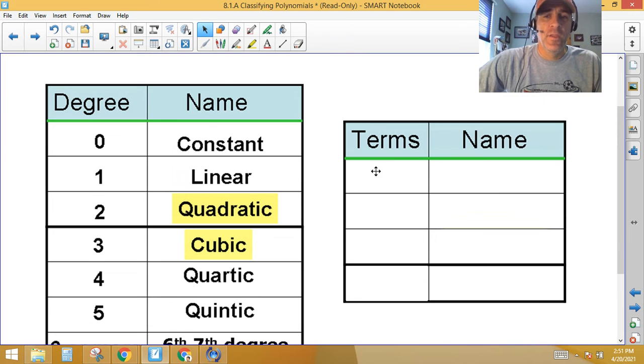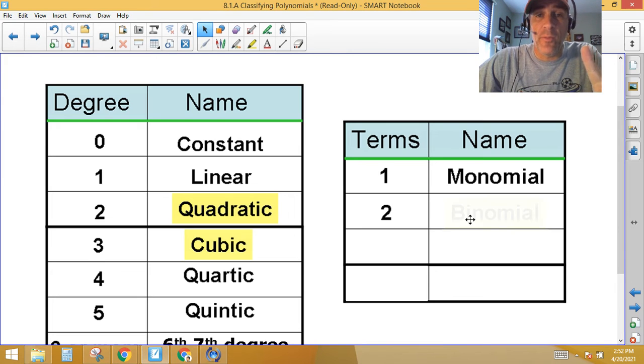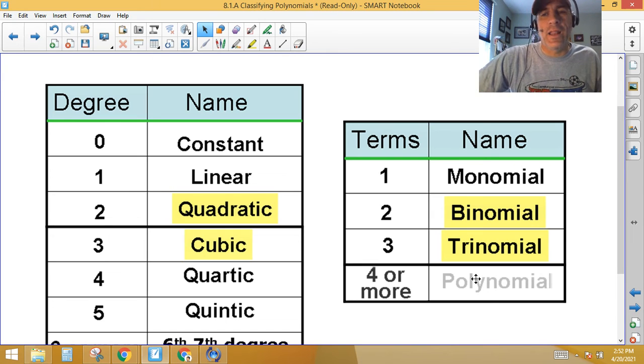All right, now that's the degree. Now, based on the terms, how many terms are there? One term is a monomial, right? That's what we said. Two terms: if there's exactly 2, it has a special name of a binomial. If there's 3, that's called a trinomial. The good news, they're the only 3. After that, if it's 4 or more, it's just called a polynomial.